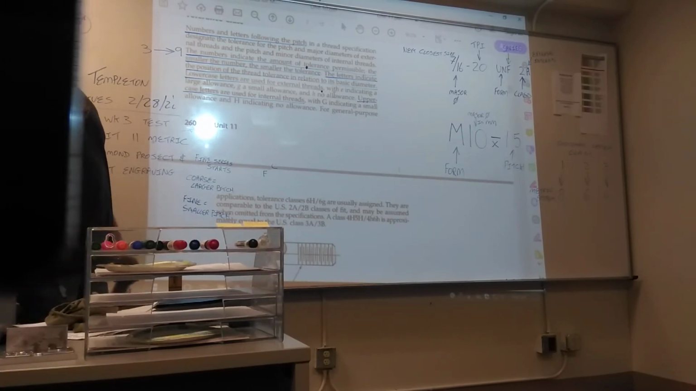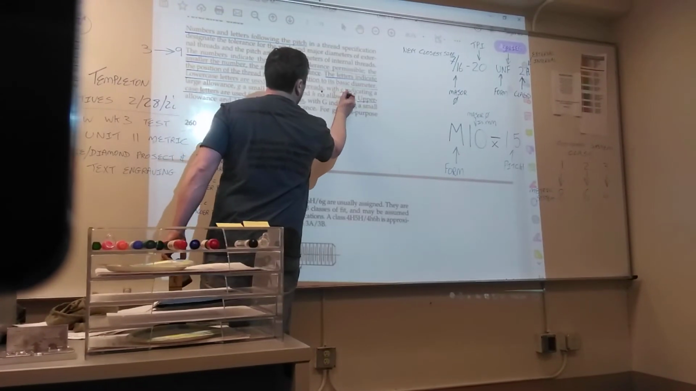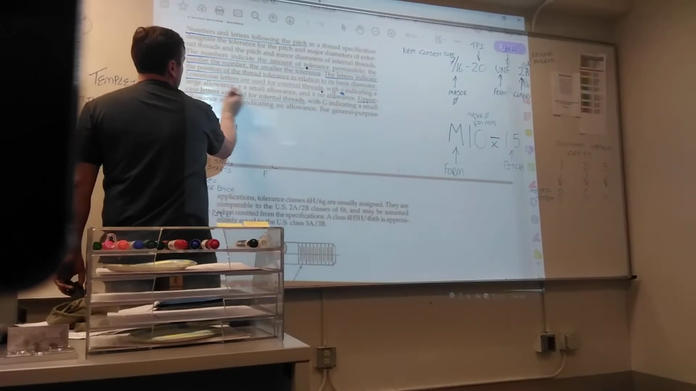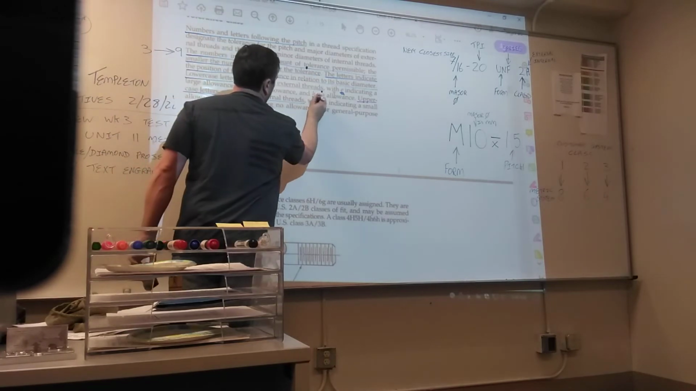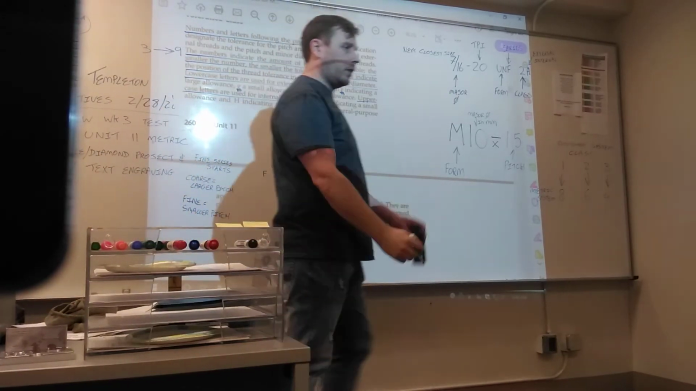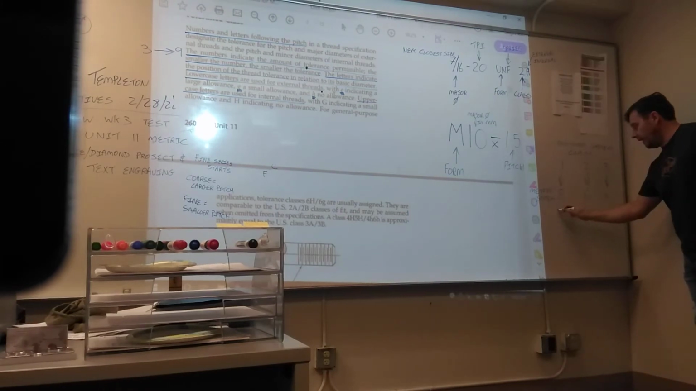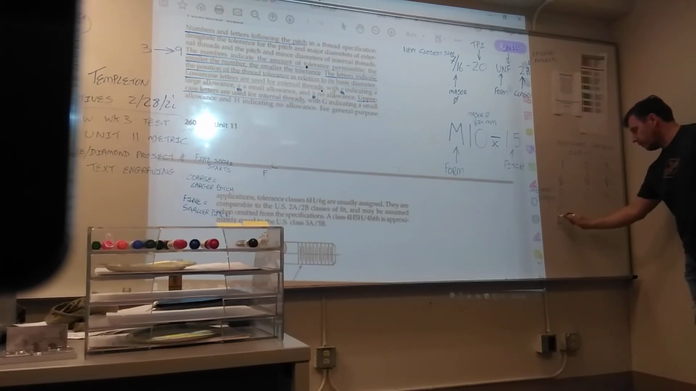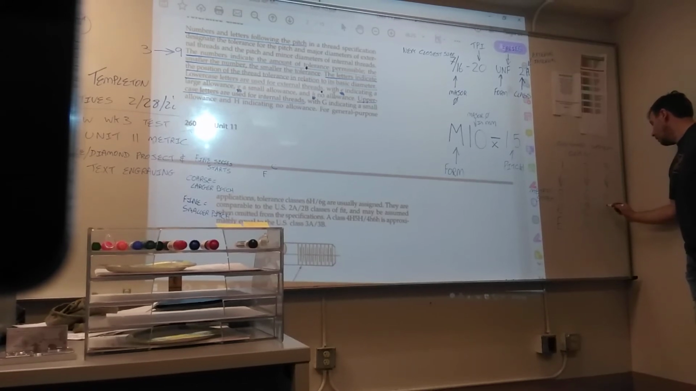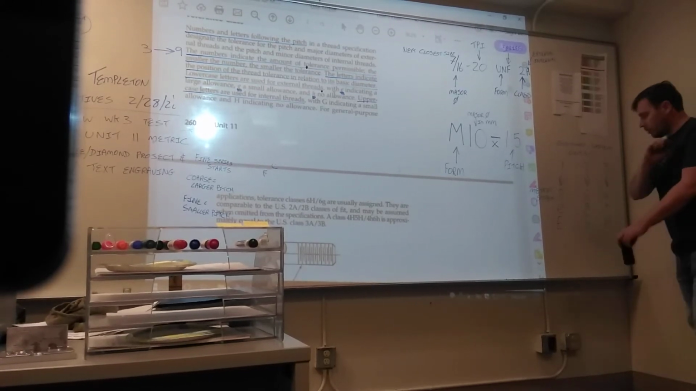And you're going to see 3 letters: E, G, and H. So you're going to see E, G, or H.